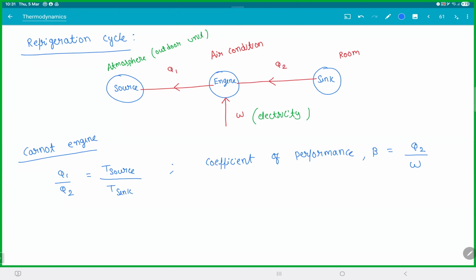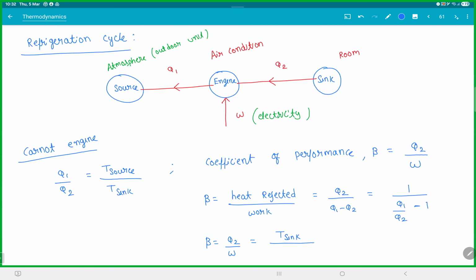Make sense? So you can define beta as heat removed by work, which is Q2 by W. Work is nothing but again Q1 minus Q2. So you can substitute here. This will be 1 by (Q1 by Q2 minus 1). Substitute T source and T sink. You end up with beta is equal to Q2 by W, which is T sink by (T sink minus T source). You should definitely remember this. There have been direct questions. They don't ask you anything more. They'll give you the numbers, put them there, and you'll get the answer.